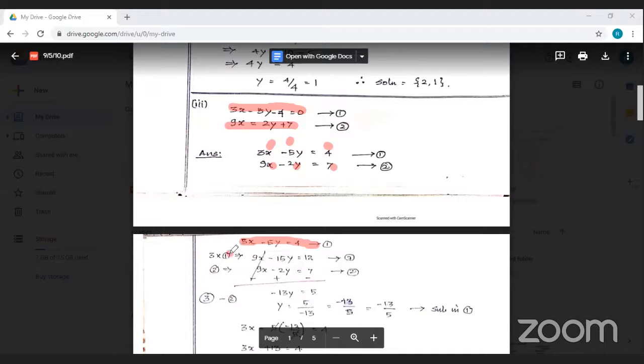Multiplying equation 1 by 3 will become 9x minus 15y is equal to 12. Any doubt in this? No doubt, sir. The second equation will be coming as it is.